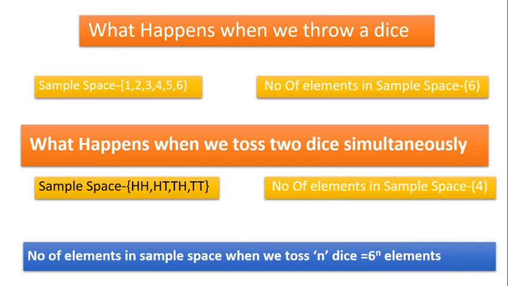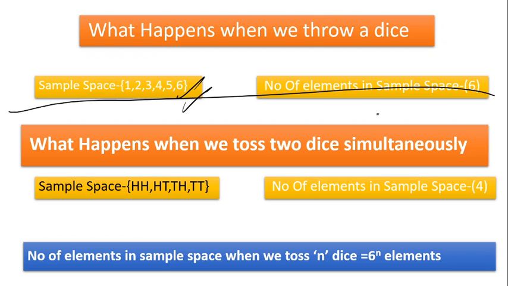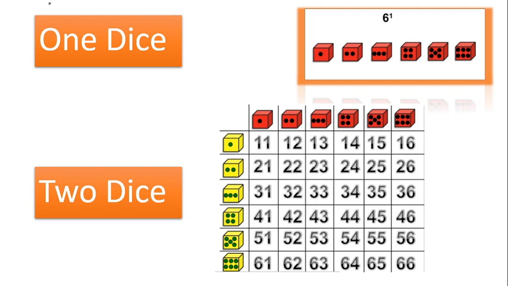When we toss a die, the sample space is 1 to 6. A die has 6 faces and anything can occur from 1, 2, 3, 4, 5, 6. The number of elements in the sample space is 6. And if we have n dice, then 6 raised to power n elements occur together. So for one die, it may be 1, 2, 3, 4, 5, 6.